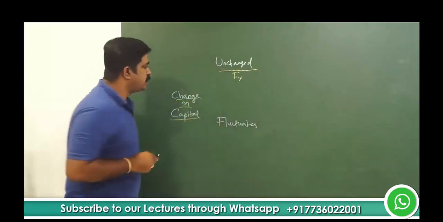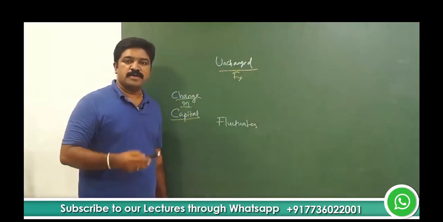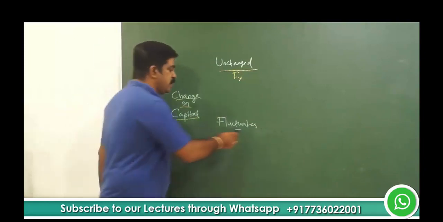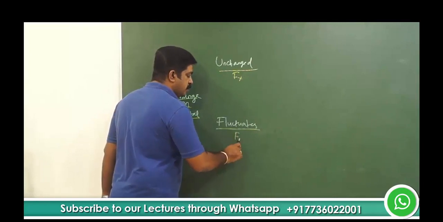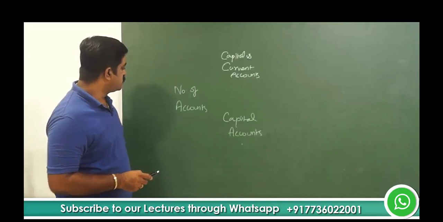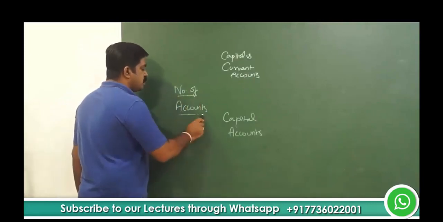Okay, I'll write in short FX. Whereas the capital each and every year will undergo change, will keep on fluctuating under fluctuating capital method. I'll write in short as FL. Okay. The second difference is number of accounts.